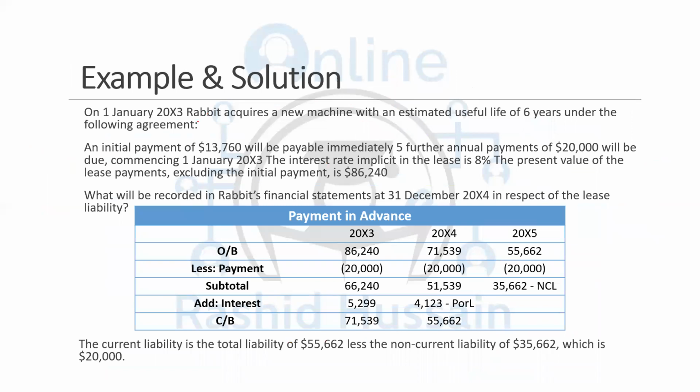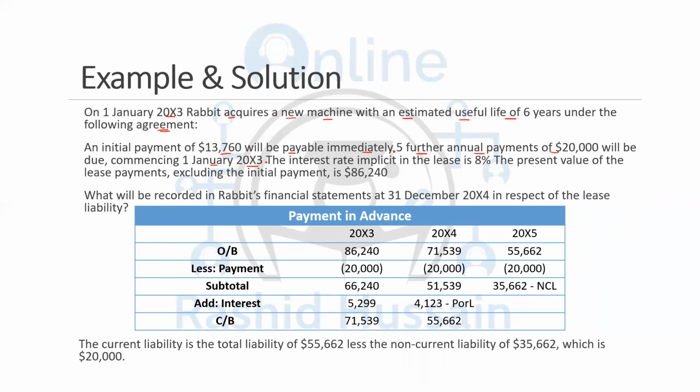Okay, we have an example. On 1st January 20X3, Rabbit acquires a new machine with an estimated useful life of 6 years under the following agreement. An initial payment of 13,760 will be payable immediately. 5 further annual payments of 20,000 will be due commencing on 1st January 20X3.